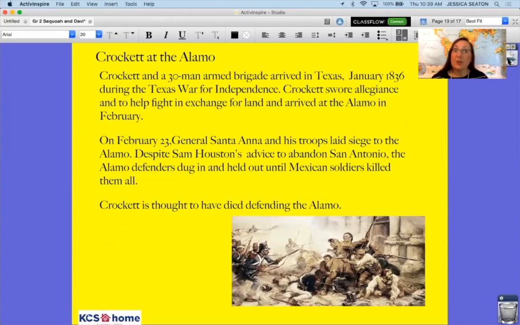Crockett and a 30-man armed brigade arrived in Texas in January of 1836 during the Texas War for Independence. Crockett swore allegiance and agreed to help fight in exchange for land and arrived at the Alamo in February. On February 23rd, General Santa Anna and his troops laid siege to the Alamo. Santa Anna was against Crockett. Despite Sam Houston's advice to abandon San Antonio, the Alamo defenders dug in and held out until Mexican soldiers killed them all. Crockett is thought to have died defending the Alamo.